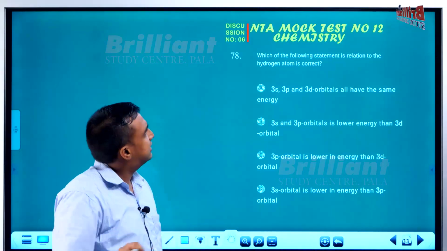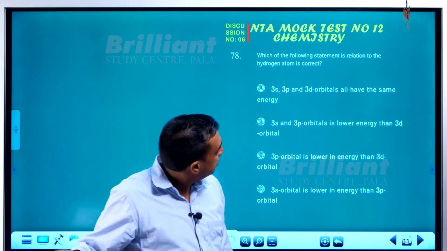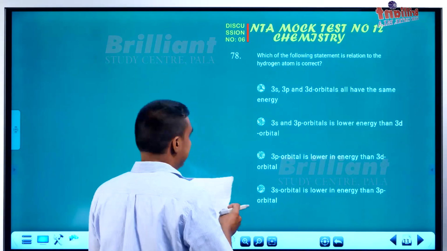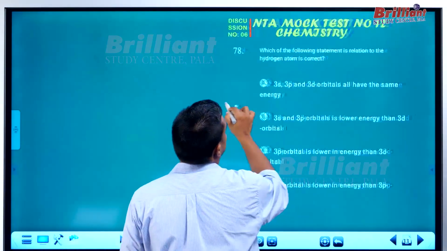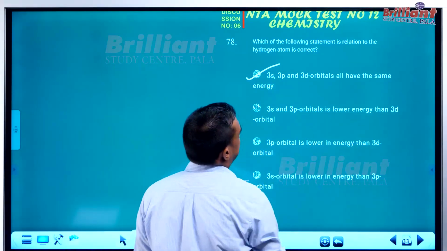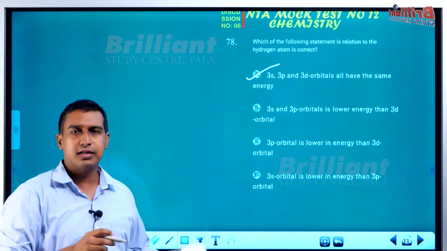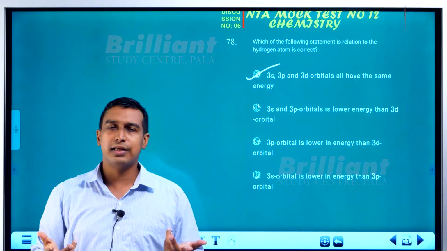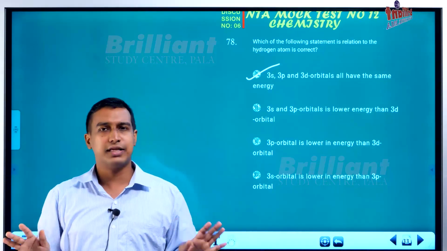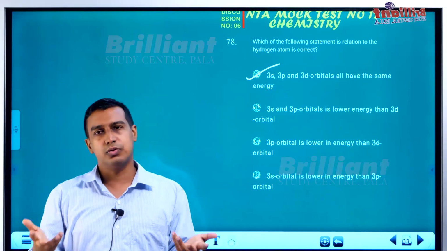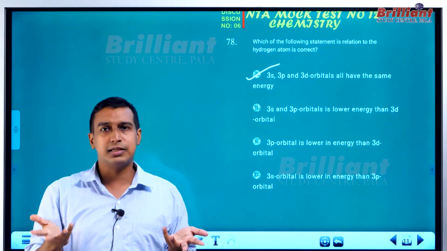Coming to the next question. Which of the following statements in relation to the hydrogen atom is correct? Question number 78. For question number 78, answer given is A. 3s, 3p and 3d orbitals all have the same energy. ശരിയാണ്. കാരണം എന്താ? 3s-ലും 3p-ലും 3d-ലും electron ഇല്ല. Electron ഇല്ലെങ്കിൽ what is an orbital? Space where you have maximum probability of finding the electron. So in that space you have nothing to find. So what is the difference between the space of 3s, 3p and 3d?